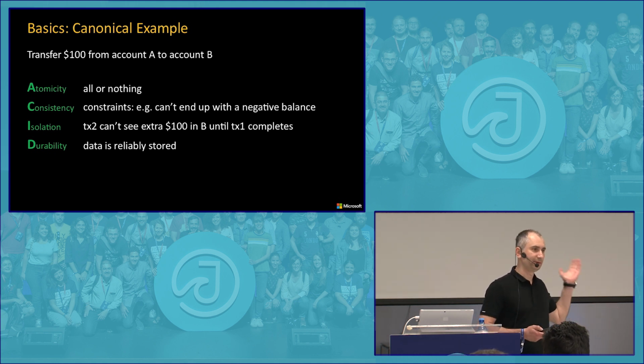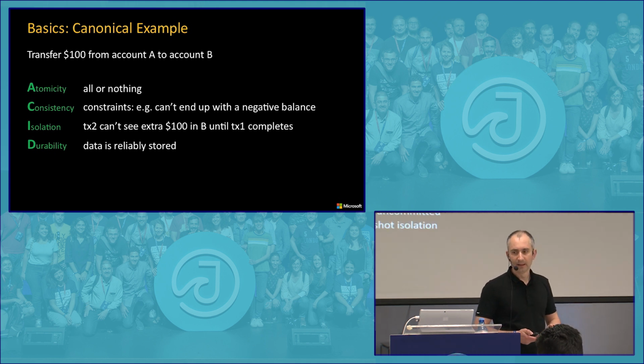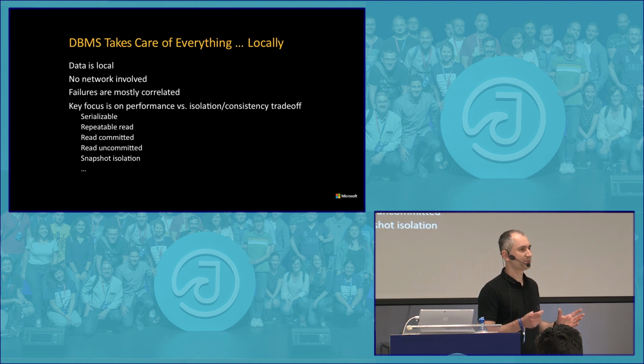In general, these properties have been available since the early 70s, I believe, and database management systems like Oracle and SQL Server have been taking care of all of that. The problem is it was all on a single machine. So data is local, there's no network involved, anything that fails, fails on the machine, so it's all great.